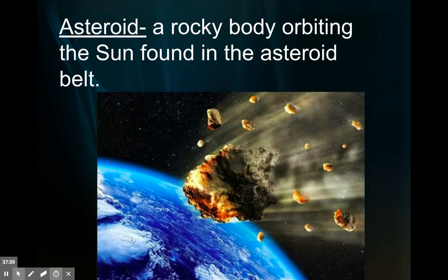So we've learned three things just now: a planet, a celestial body orbiting a star. It has an elliptical path. We learned about comet, right? Gas and dust. It has a tail of ice pointing away from the sun. And asteroid, a rocky body that orbits the sun that's found in the asteroid belt.